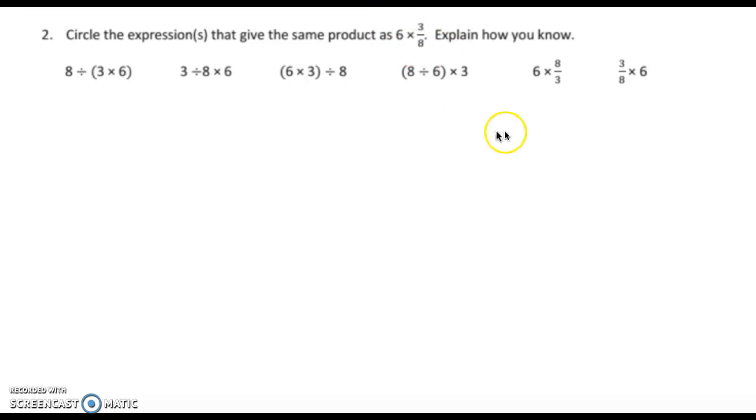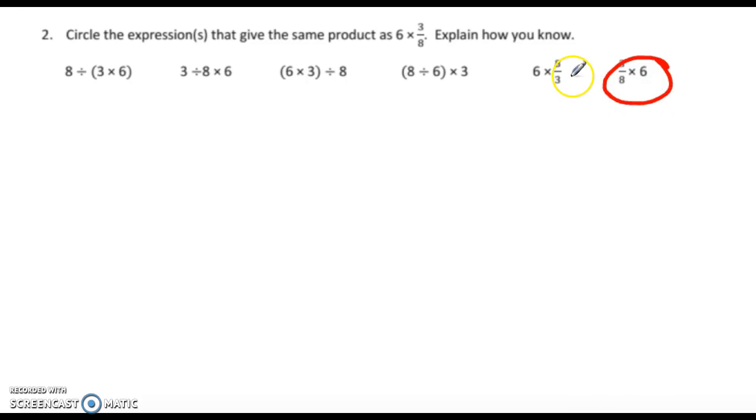Okay, 6 times 3/8. Well, I'm going to start with this one. This is 3/8 times 6. So these are the exact same two numbers. They're just switched places, and we know that switching the order for multiplication doesn't matter. So these two are definitely equal.